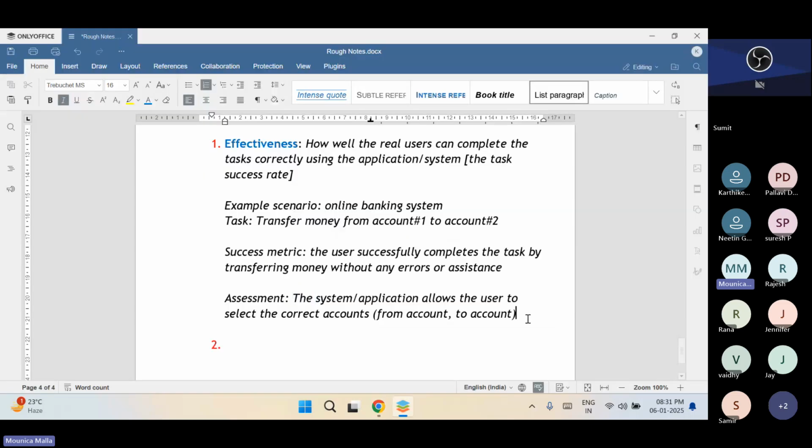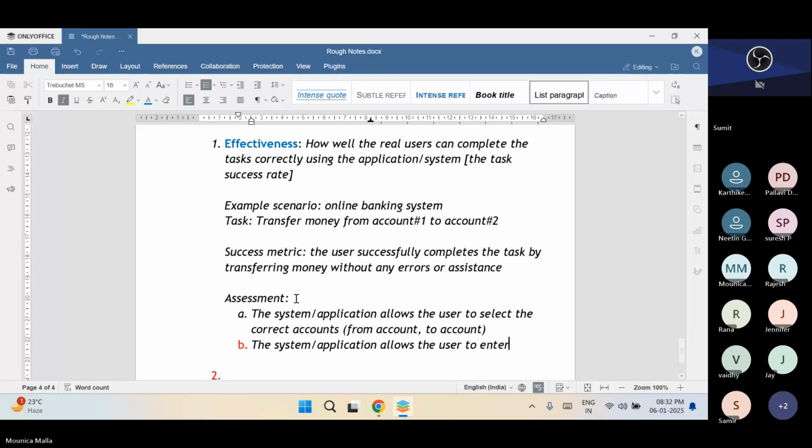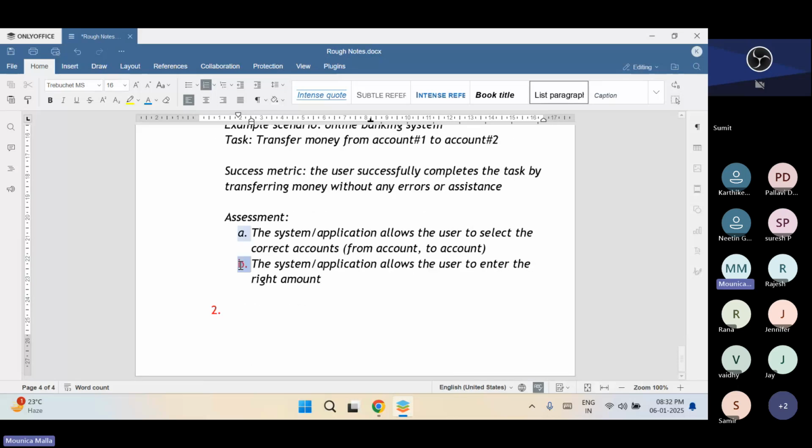Apart from this, I can still talk about one more point. Maybe here, I say this is one point of assessment: the system or application allows the user to select the current accounts. That is one way to talk about it. Next, the system or application allows the user to enter the right amount. Now, how does it allow us to enter the right amount?